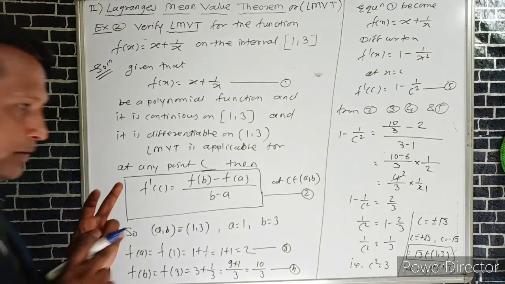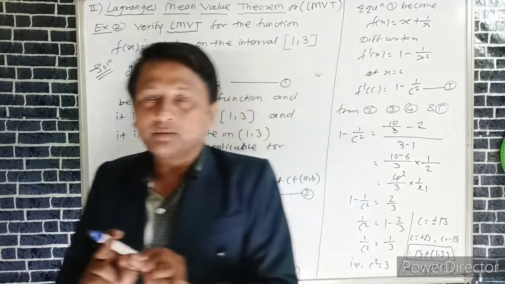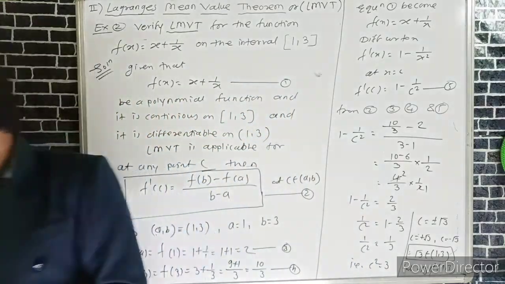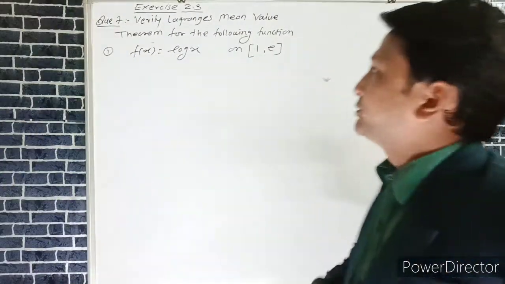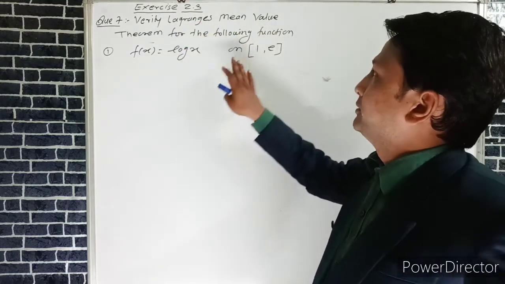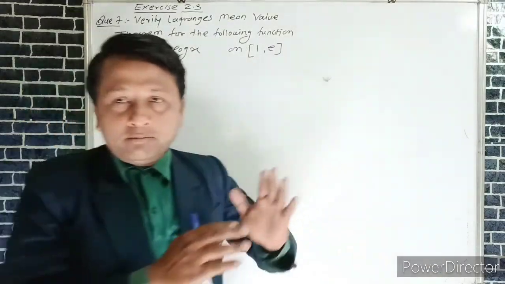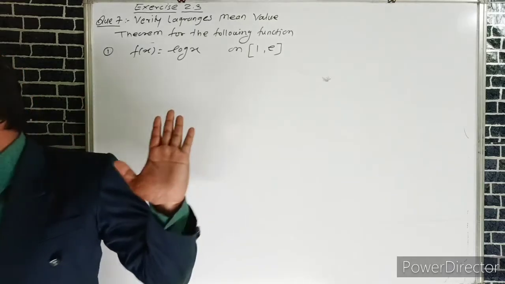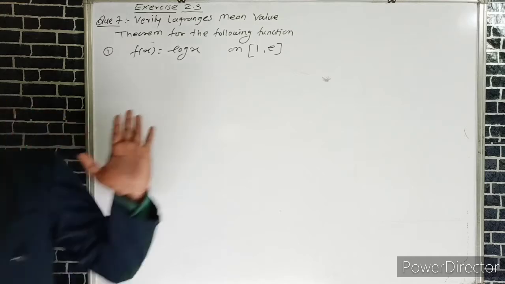In a similar way, we can take the last questions of exercise number 2.3, which depend on Lagrange's mean value theorem. First we take question number 7: verify Lagrange's mean value theorem for the following functions, because we have to continue the part on Lagrange's mean value theorem. In this question there are 6 sub-questions. First we have to solve the first question.